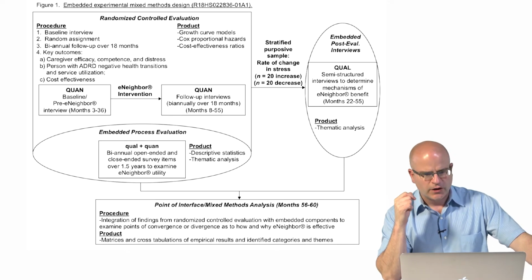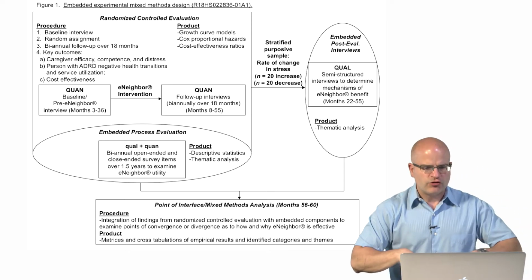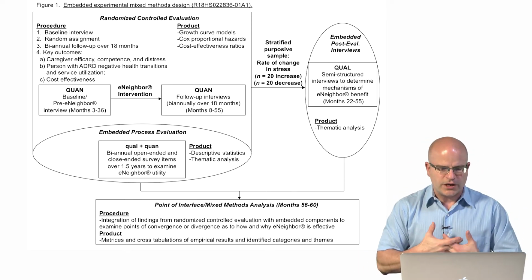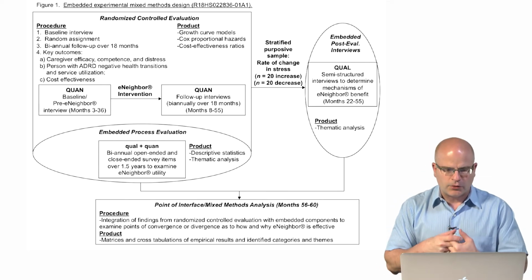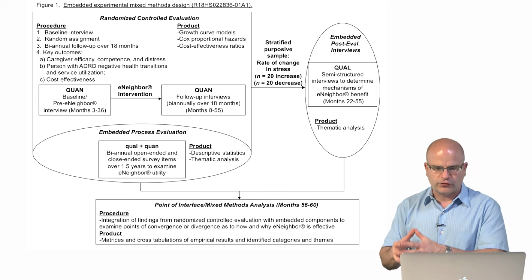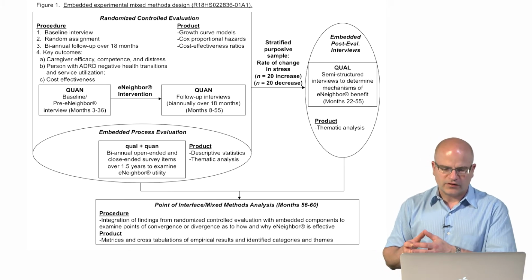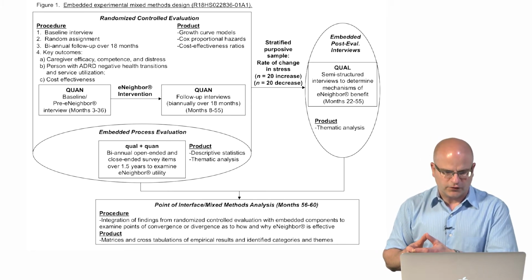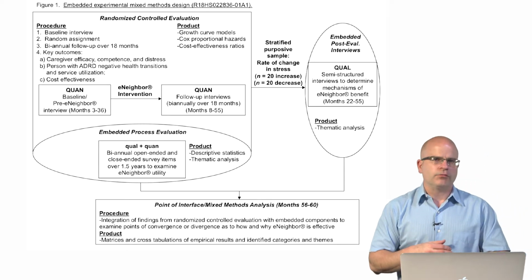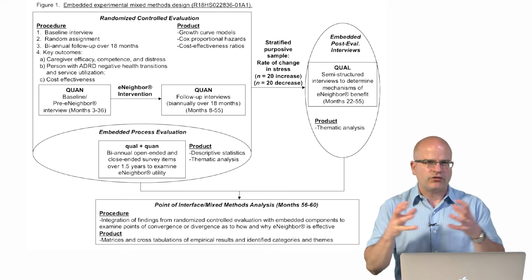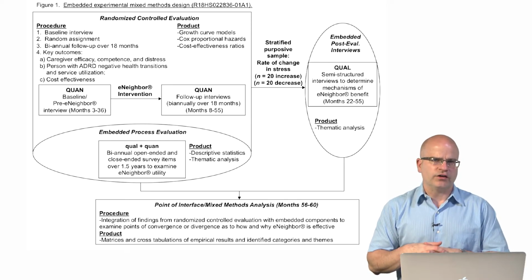And eventually, when we are done with this evaluation, our point of interface in this case will be integrating the findings from the RCT with these various embedded components to examine points of convergence or divergence as to why and how eNeighbor, this remote activity monitoring technology system, is effective. And we'll do that utilizing matrices, crosstabs, and probably a number of other analytic tools as well to best merge these sources of data together.